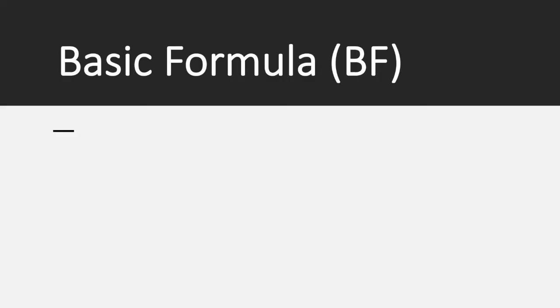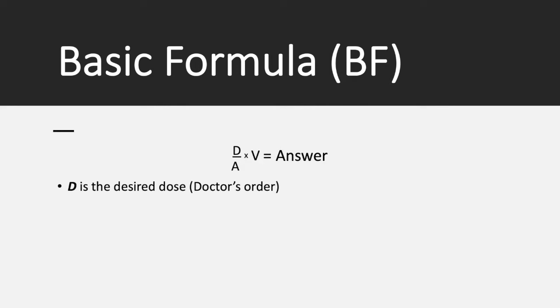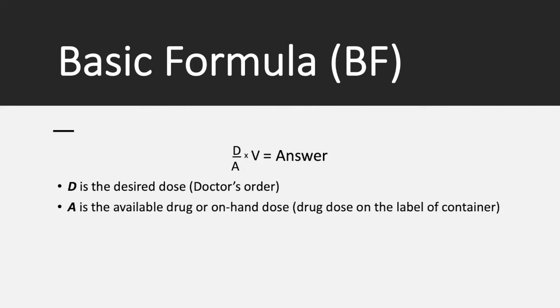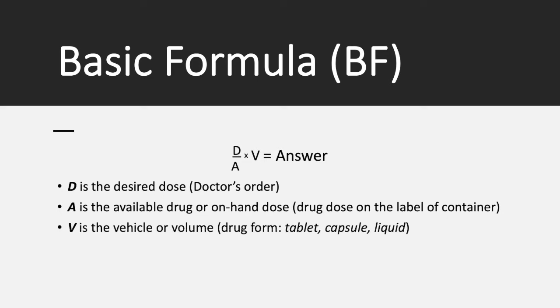So, the basic formula for getting the dosage for the drug or medication that you will administer to your patient is D over A times V equals the answer. D is the desired dose or the doctor's order. A is the available drug on hand or on-hand dose, the drug dose on the label of the container. And V is the vehicle or the volume. It could be a tablet, capsule, or liquid. And the answer is the amount calculated to be given to the client.